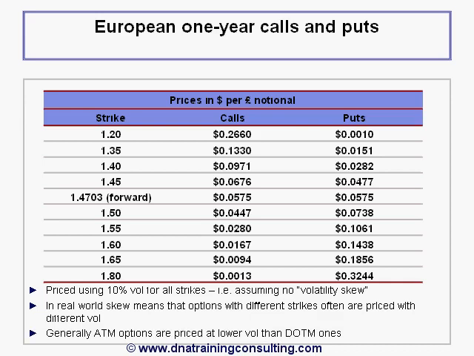For example, options that are at the money are often priced using a lower volatility assumption than options that are deep out of the money, in order to reflect the possibility of a big jump in prices in a market crash or panic. In this table, the forward level of 1.4703 is also indicated for your convenience.